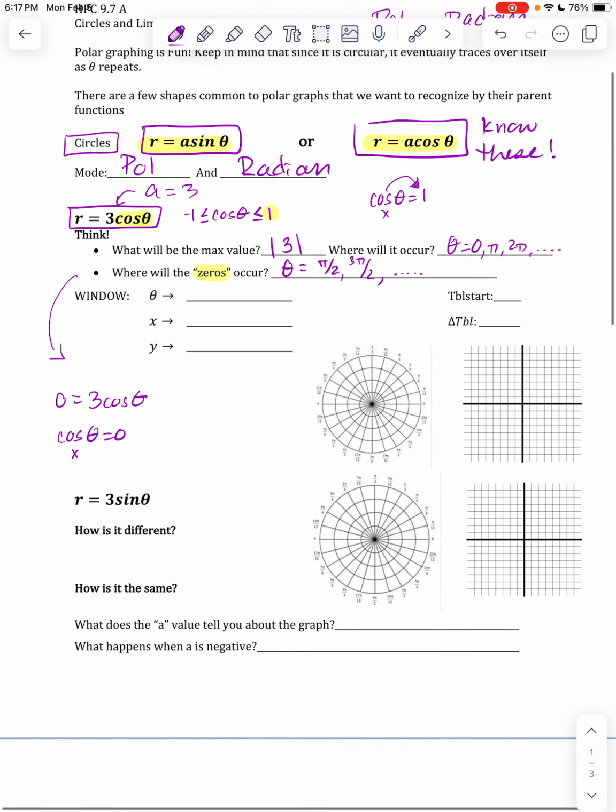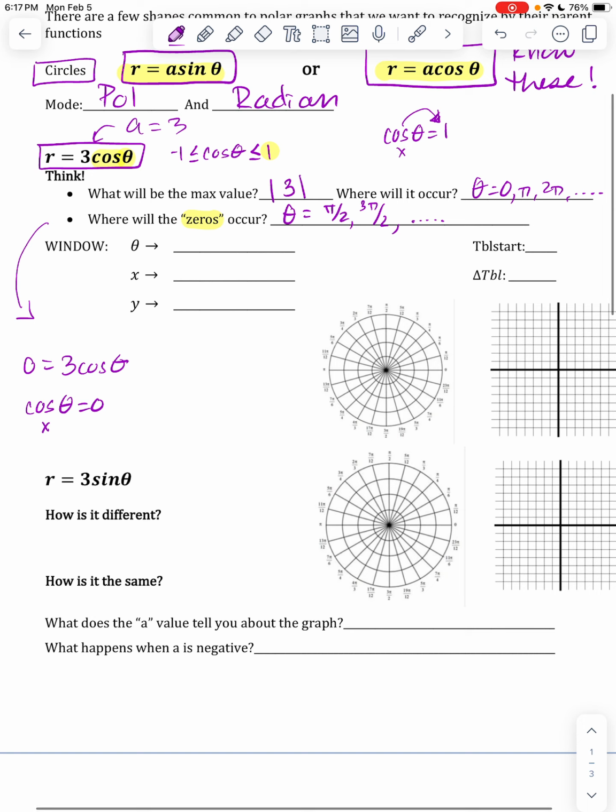So if we're going to graph these on our calculator to get an idea of what's happening, our window that we've talked about before is going to go from a minimum theta of 0 to a maximum of 2 pi. And we're going to count by, or do theta step, I would say pi 12ths, maybe pi 24ths.